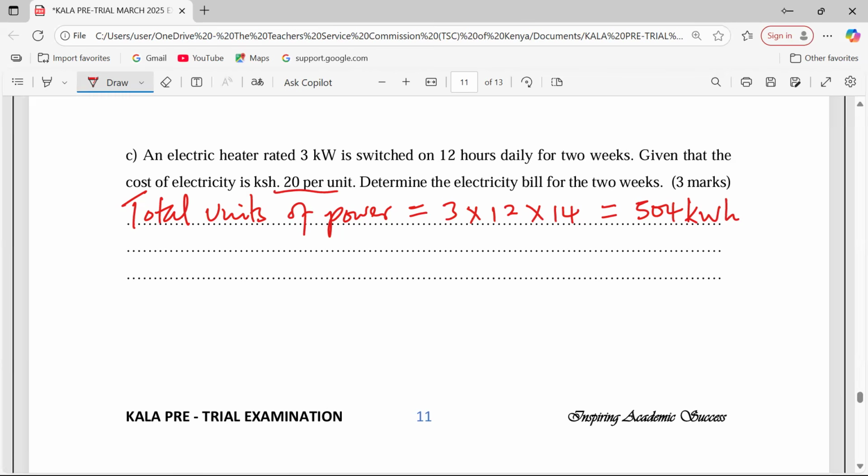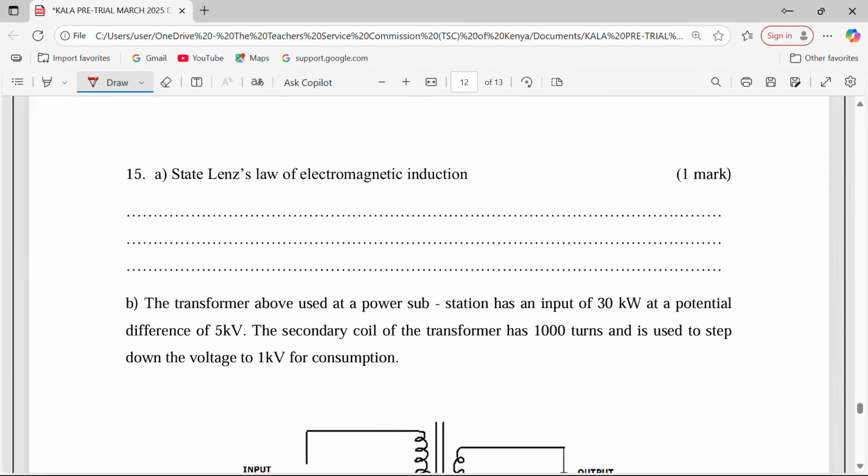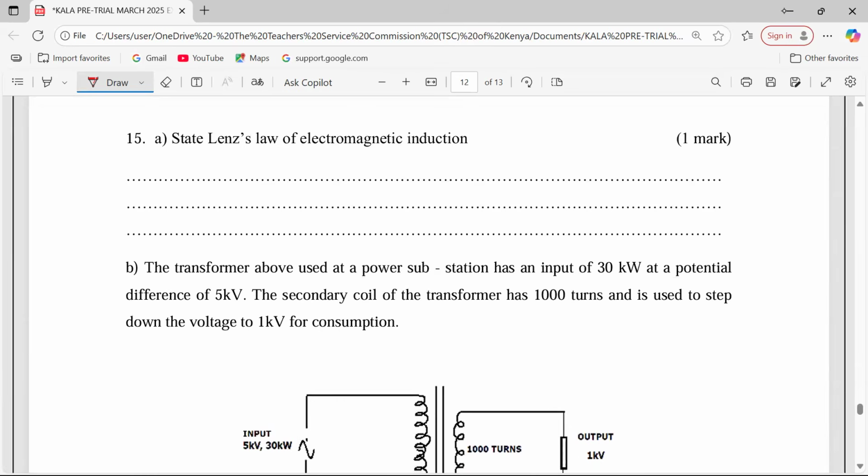So when we say per unit, we mean per kilowatt hour. This is now domestic wiring. So the total bill for the 2 weeks shall be 504 times 20 per unit. We're getting 10,080 Kenya shillings.